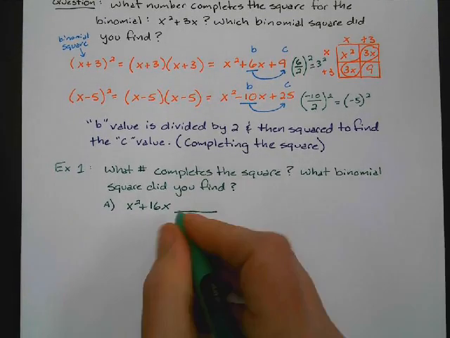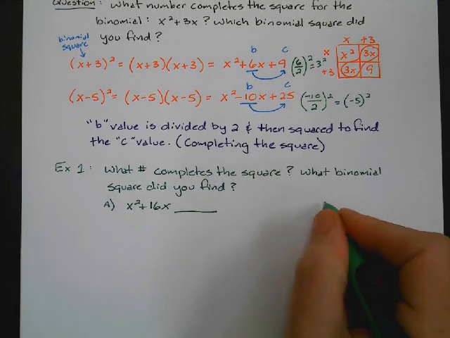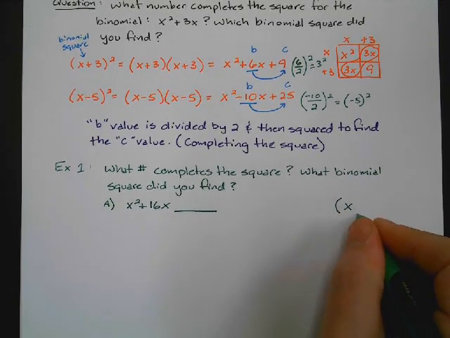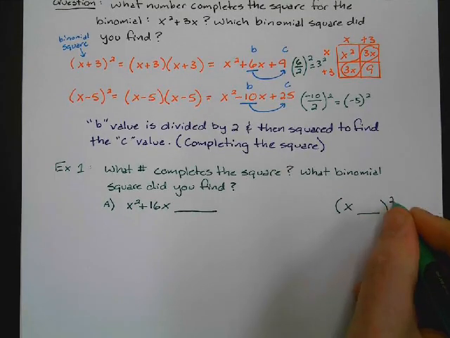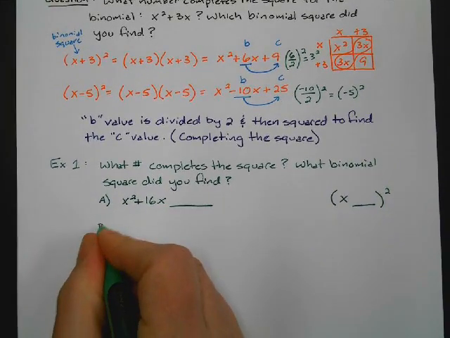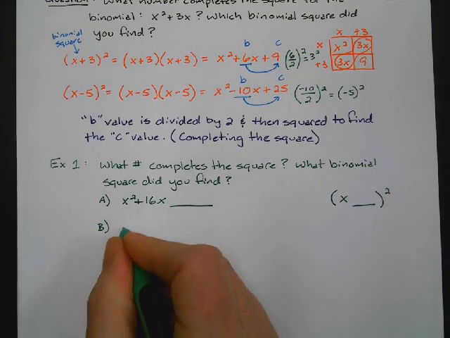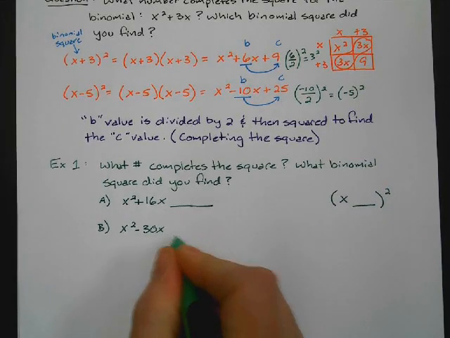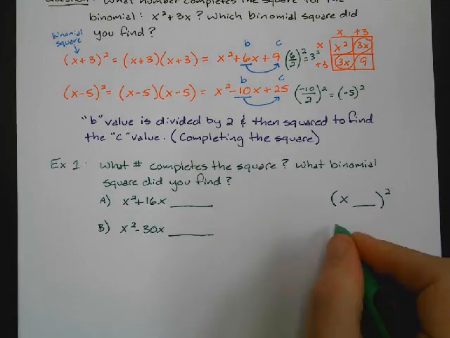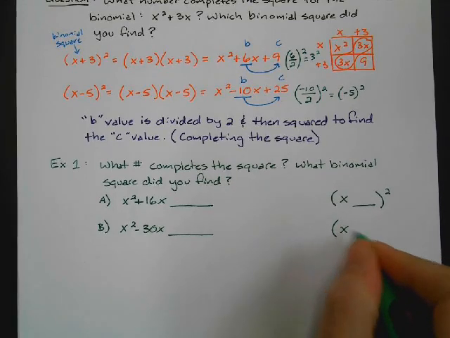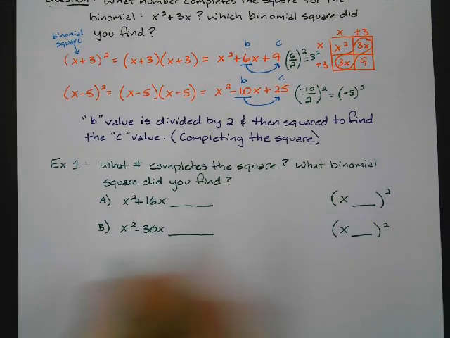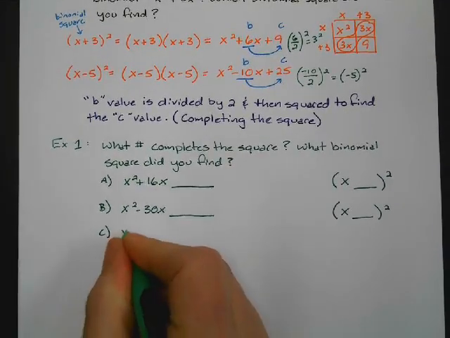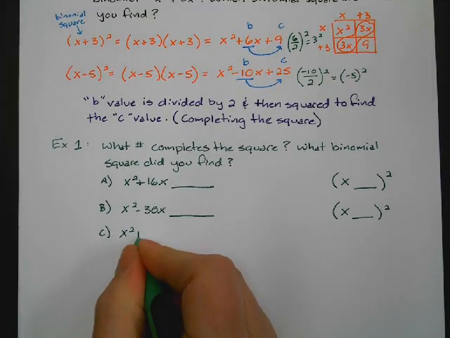And then we're going to find out the number that's going to complete the square, and then we're going to make a binomial square out of it. So it's going to be x and then something squared. So we're going to do that one, then we'll do x squared minus 30x, we'll figure out what number completes the square, and then we'll figure out what binomial square we just found. And let's do a third one, because that will make us happy. We'll do a hard one, x squared plus 5x.